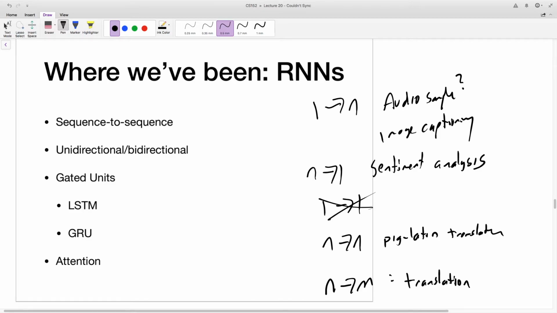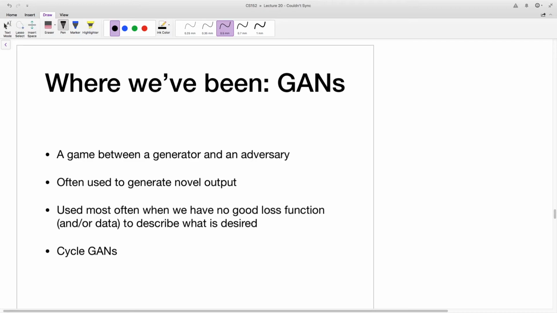GRUs, kind of a simpler version of an LSTM. Attention models, where we say, let's let our calculation of y hat t not just look at h t, but look at all the previous h's and learn what sort of weighting to give them. And then we've looked at GANs, this game between a generator and an adversary.